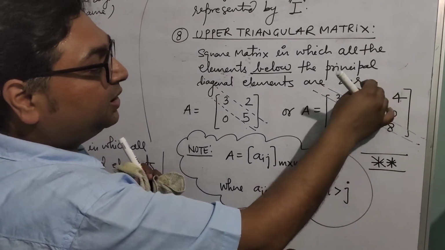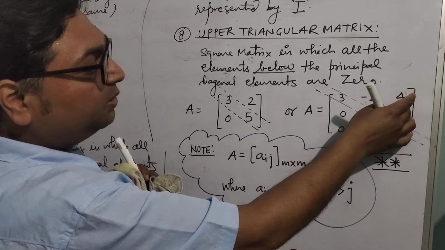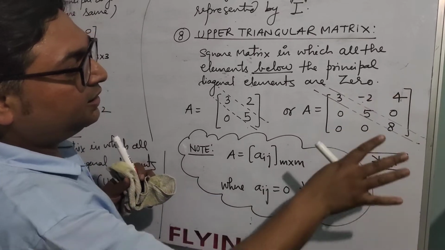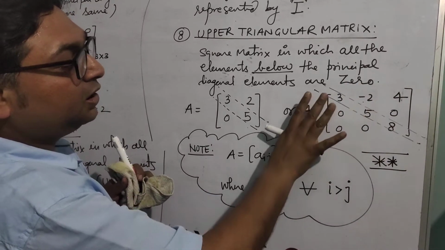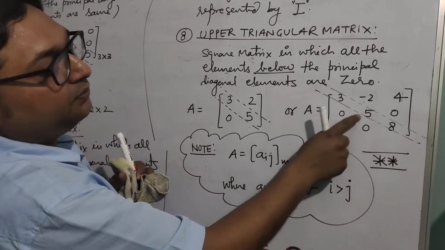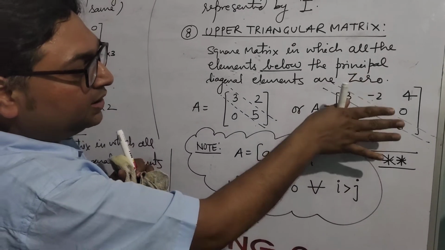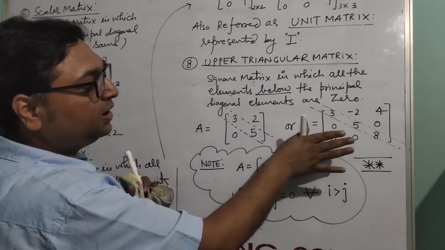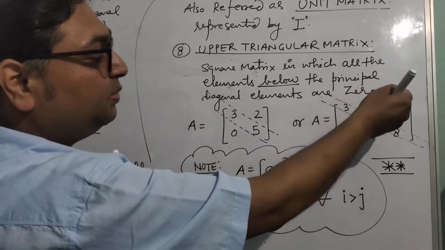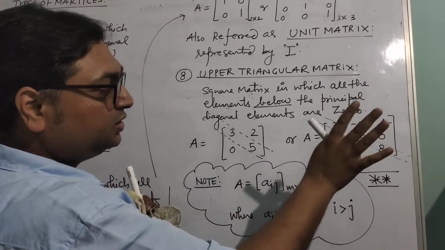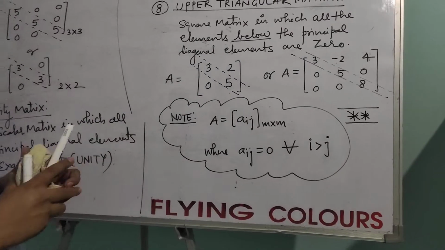Irrespective of whatever the number, whatever the element on the right hand side, like minus 2, 4, 0, whatever. But what we need to concentrate on is that all the elements below the principal diagonal elements must be 0. The upper elements may or may not be 0, we don't care about it.